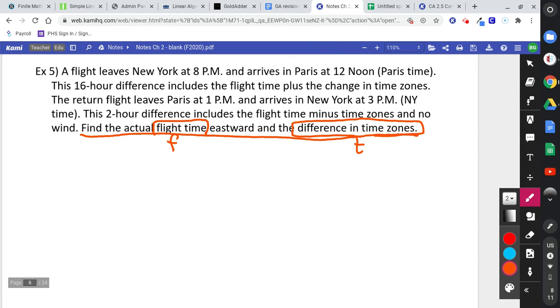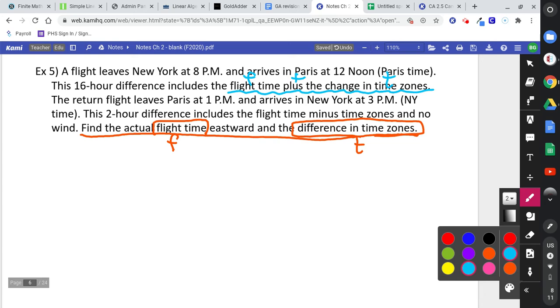So the 16-hour difference includes flight time plus the change in time zone. So check it out. Right here, they're pretty much telling you an equation. Flight time was F and time zone was T. It says flight time plus time zone. That's an equation. It's going to equal 16. You can see F plus T equals 16. The flight time plus the time zone is equal to 16.